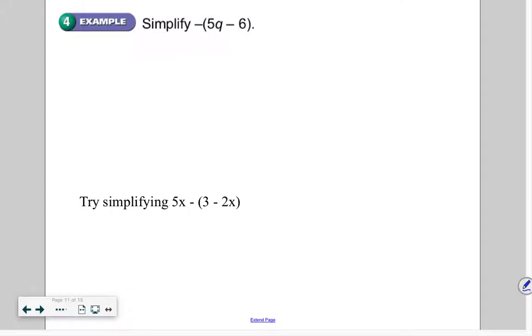So what is a negative times 5q going to be? Good, negative 5q. What is a negative times a negative 6 going to be? Positive 6. Negative 5q plus 6.